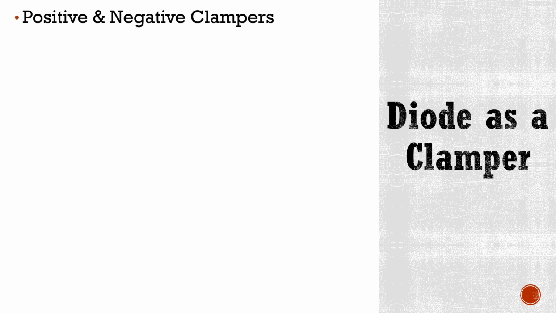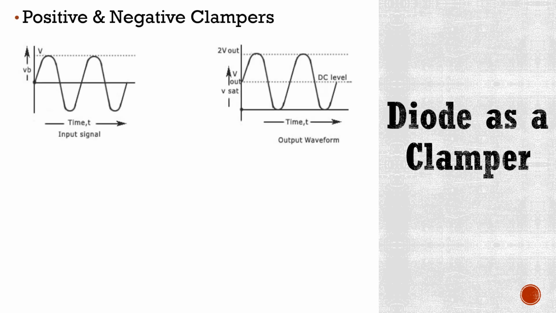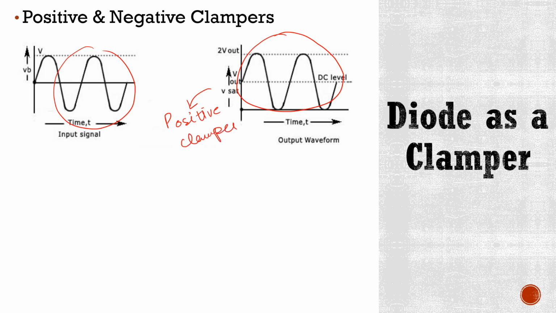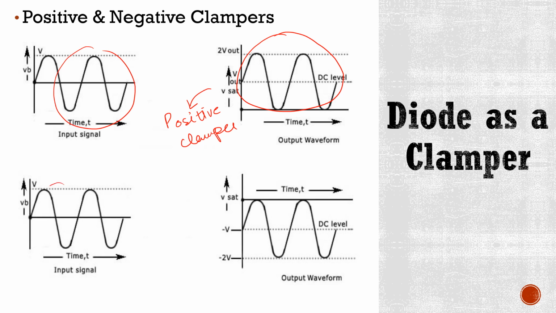Now we will understand the difference between positive and negative clampers. If this input signal is shifted upward, as you can see here, then this kind of clamper is called positive clamper, and if this input signal is shifted downward, as you can see here, then this kind of clamper is called negative clamper.